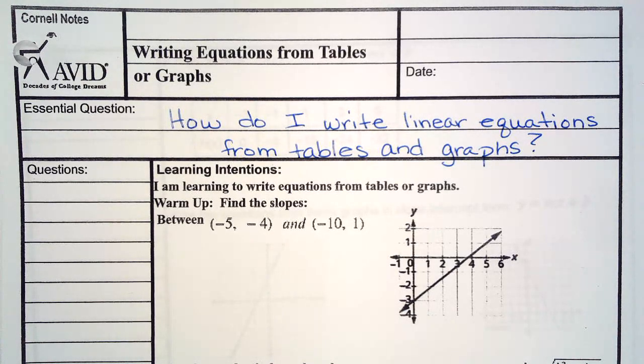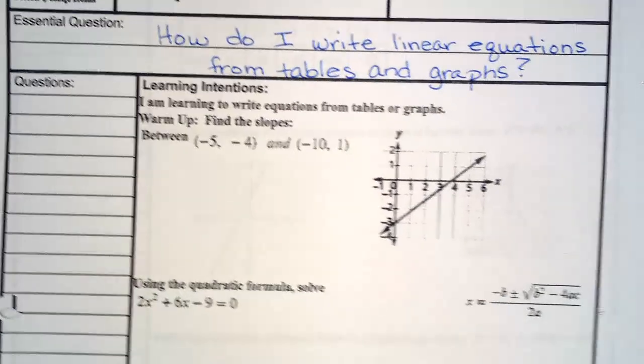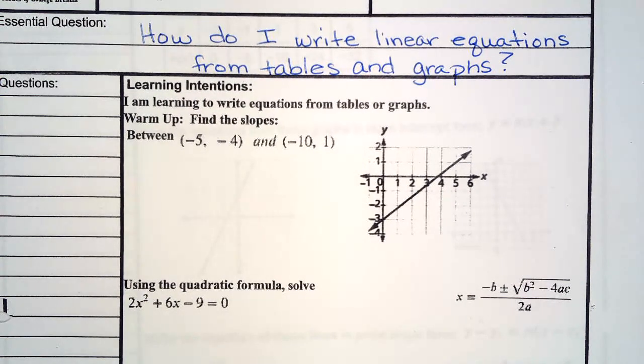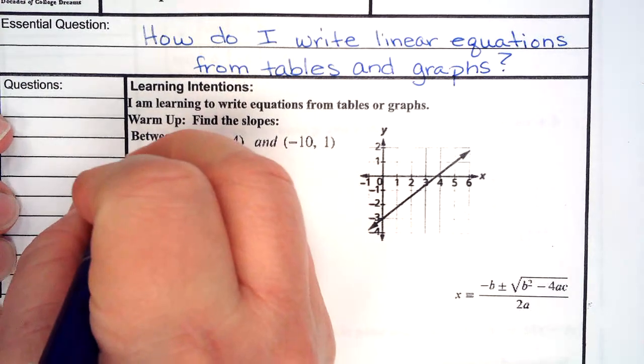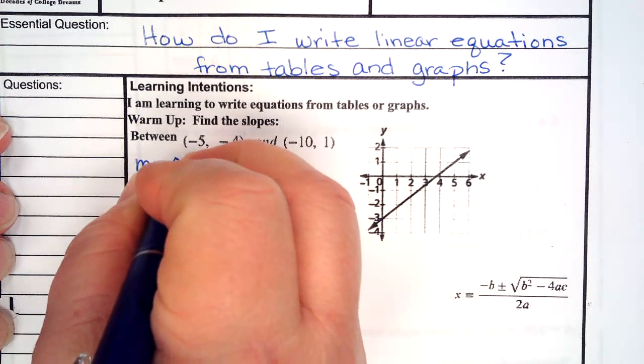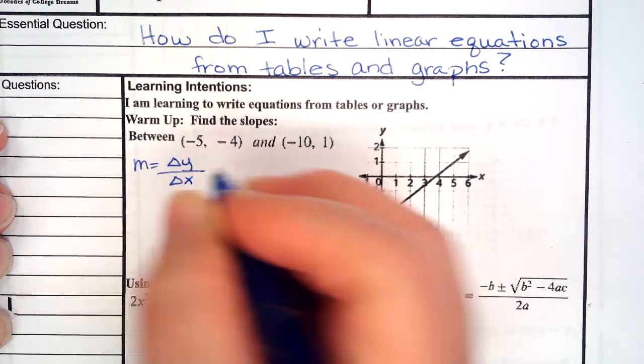The first 2 are finding the slope, and the third one is using the quadratic formula again. Pause the video and see if you know how to do these on your own. Well, I do hope you tried. So, first one is the slope between these 2 points. Remember our formula for slope? The change in y divided by the change in x.